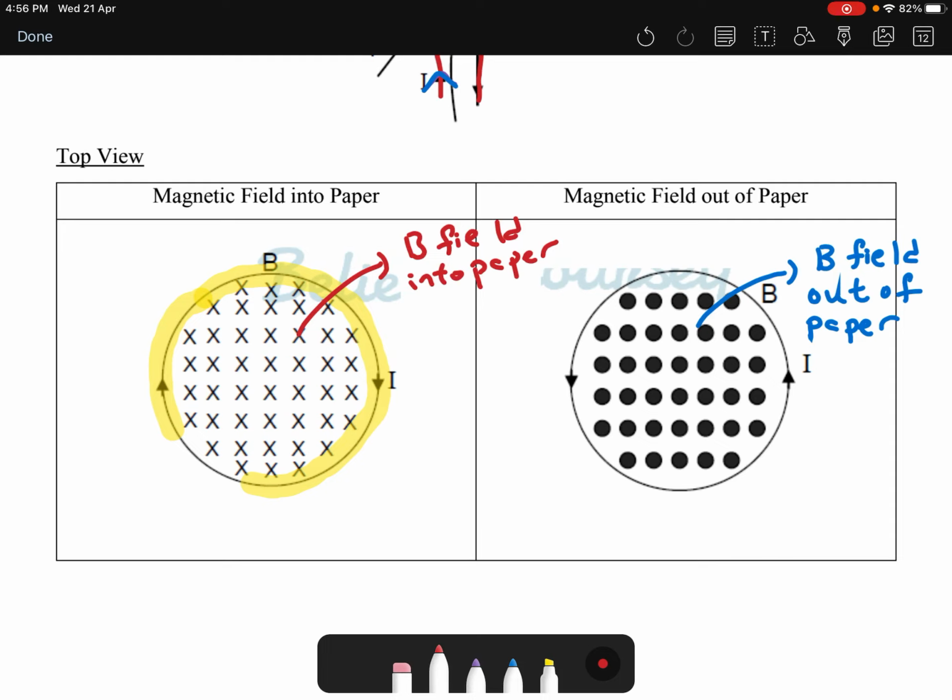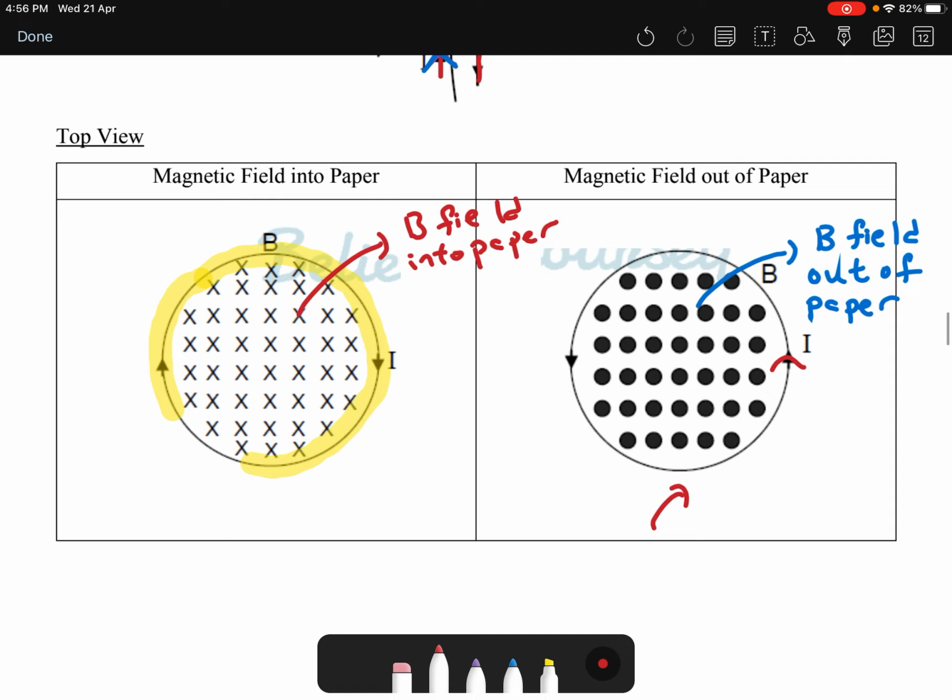If your current is flowing in the anti-clockwise direction, your four fingers must curl in the anti-clockwise direction, and your thumb will be pointing out of the paper. That's why your B field, or your magnetic field, is out of the paper. So that's how you determine the direction of the magnetic field for a circular coil.